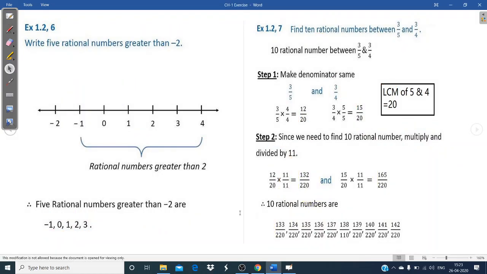Hope student, this exercise 1.2 is clear to you. Now you try to solve all these questions. Whatever the questions are there in this exercise 1.2, try to solve all the questions on your own. If you're unable to solve, this video is there for you. But try to solve all the questions once on your own.